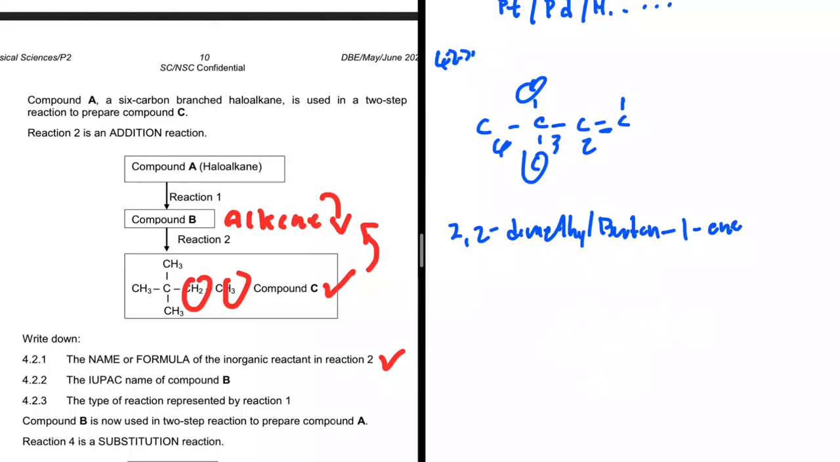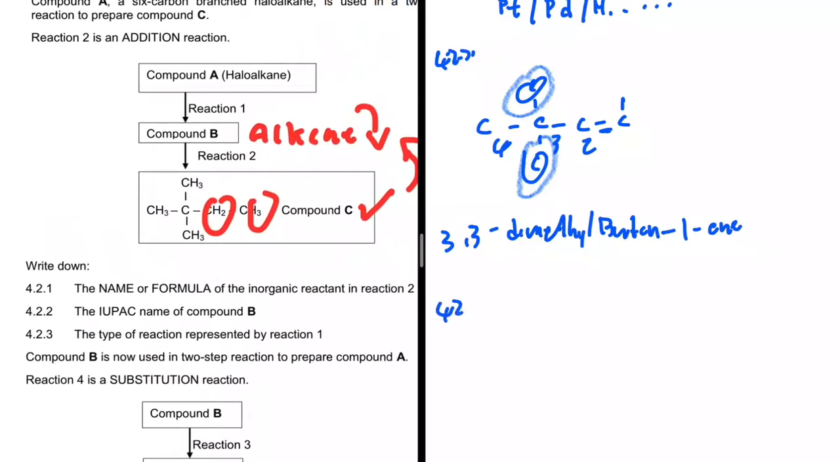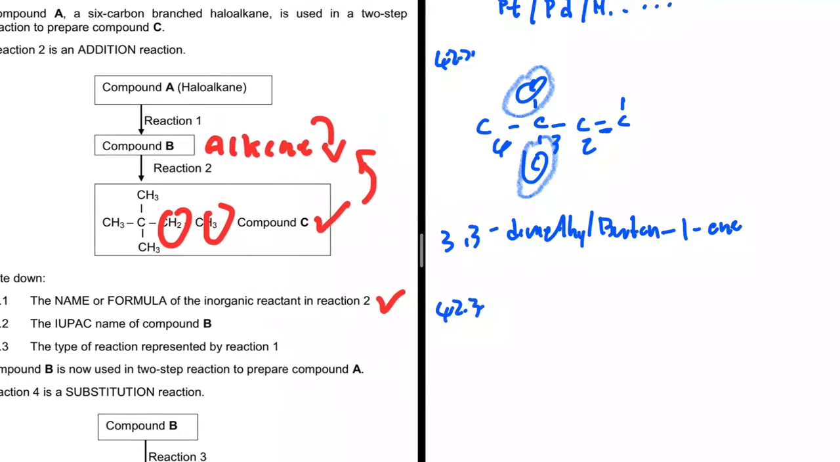Okay, the carbons are on the third. So this is 3,3 and not 2,2. Right. If I didn't try to verify, I was actually going to get it wrong. So yeah, I'm glad I did try to verify because I had made a mistake. But anyway, that's what we have. That is 4.2.2. And then what about 4.2.3? The type of reaction represented by reaction 1. In reaction 1, we have a haloalkane. Oh, well, in compound A, in reaction 1, we start with a haloalkane and we end up with an alkene.